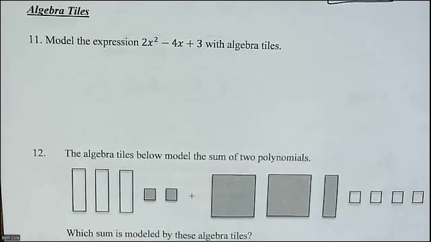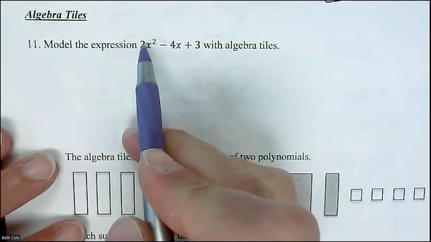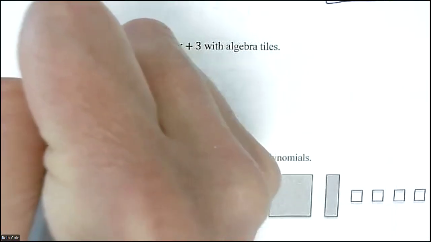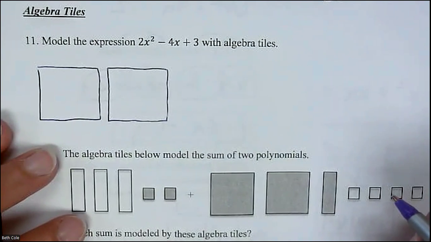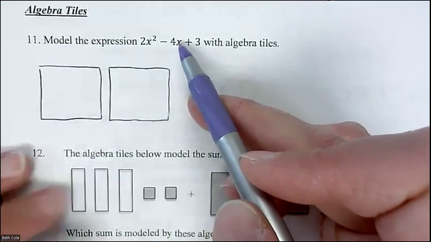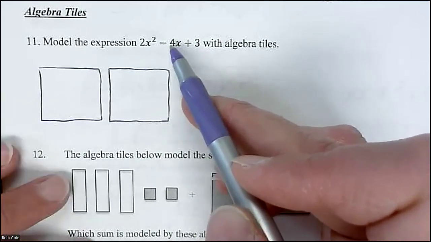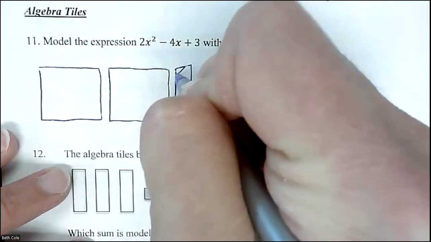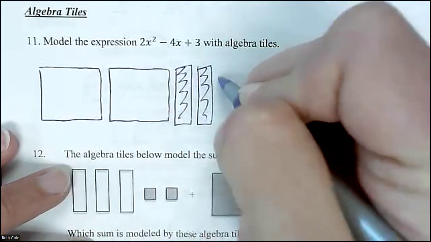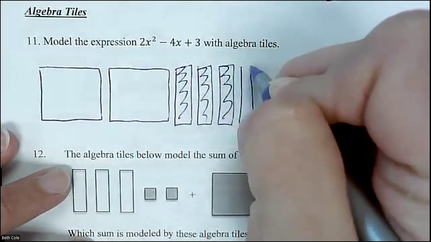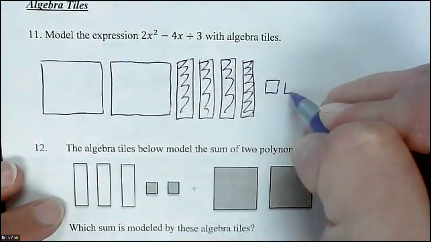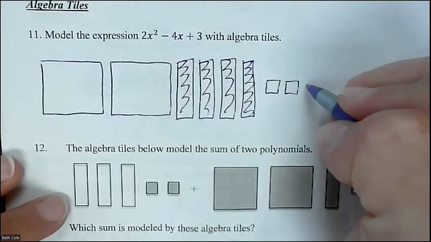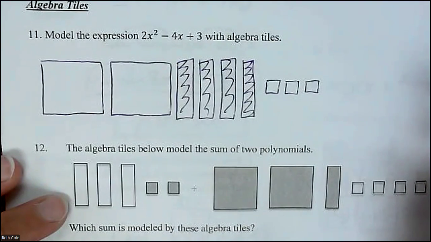All right, so these next ones are your tiles. So we're going to model this expression with algebra tiles. The big square is the x squared, and we need 2 of them. So that will look like this. Good. And then how do you do an x? What shape? It's a rectangle. Now I want 4 of them, and I want them to be negative, so that means they need to be shaded in. And then plus will be little squares. And you want 3 of them. Good job.